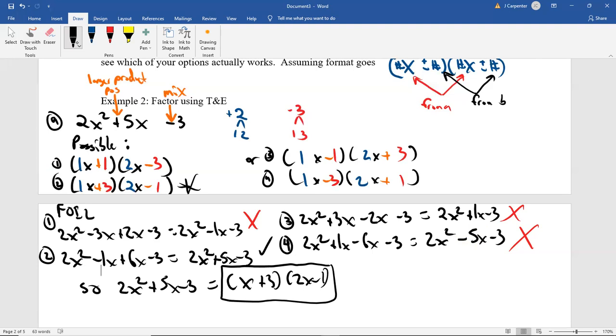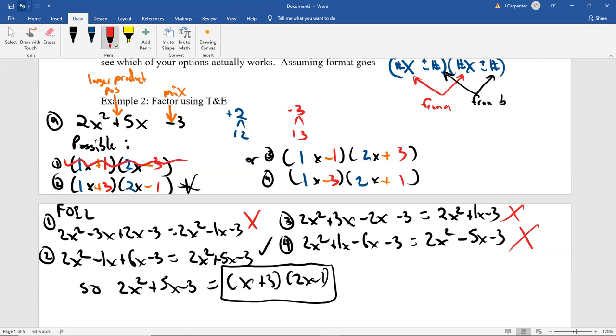Woo! This is why I'm not a fan of trial and error, at least at this level, unless you've practiced it 100 times. Because once you practice it enough, you can say, all right, I know the larger product has to be positive. Let's just look at the outers and the inners. This one would be a negative 3. This one would be a positive 2. So I know that is not even a possibility. The larger product isn't positive.